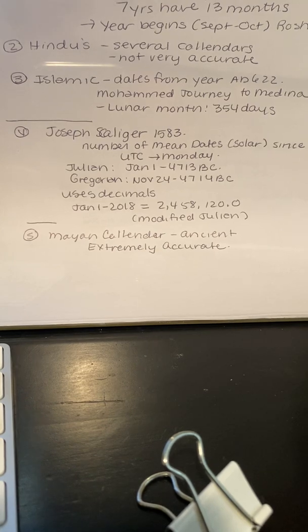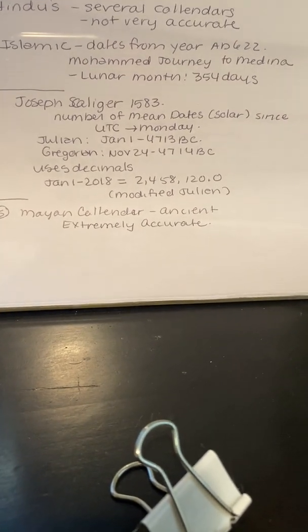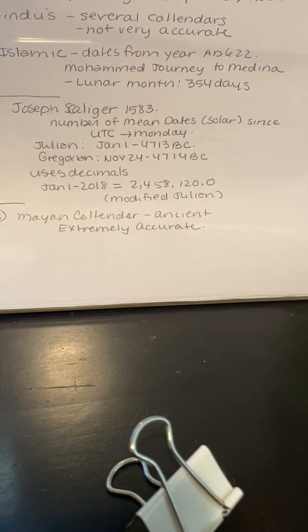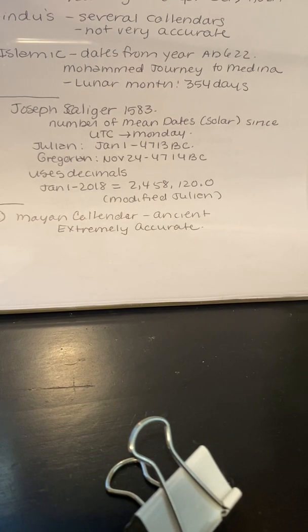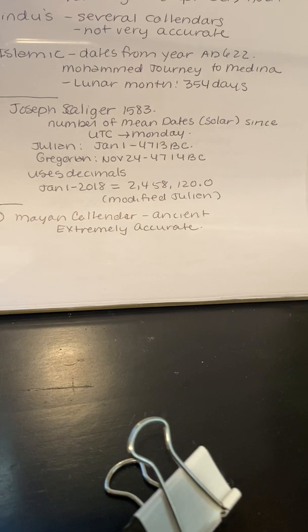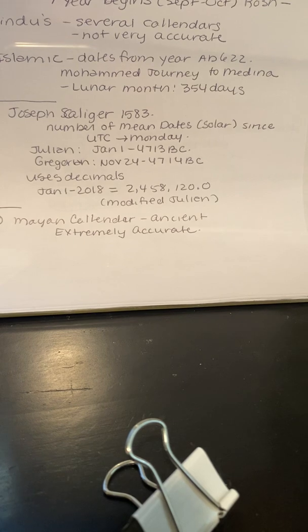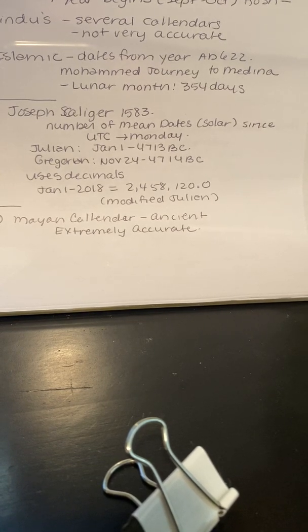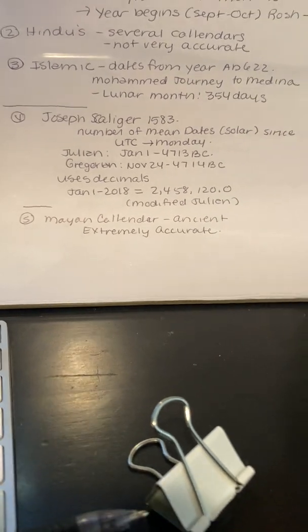The Islamic calendar dates from the year AD 622. Why? Because that's the year Muhammad journeyed to Medina. Of course, Islam is centered on the Muslim religion. And so they start their calendar at that time. They're very into the lunar month. So they go by 354 days a year. So they're going to be off quite a bit as they go through history, but still, that's the Islamic calendar.